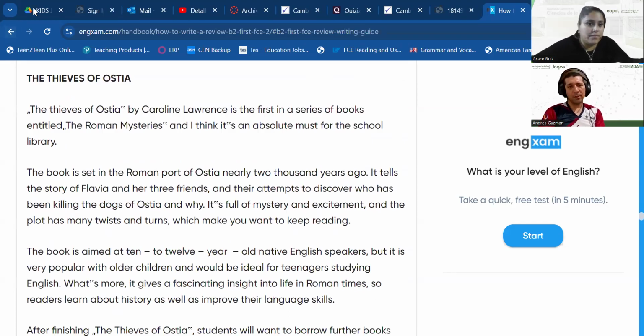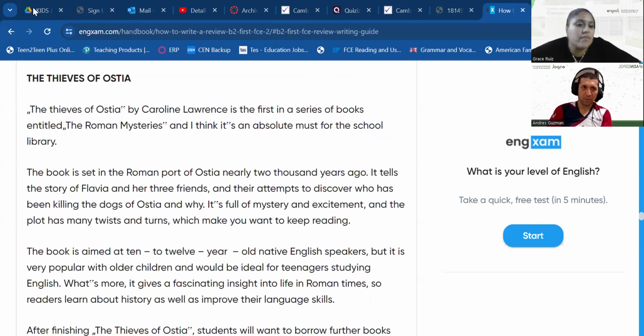Okay. The Thieves of Ostia. The Thieves of Ostia by Caroline Lawrence is the first in a series of books entitled The Roman Mysteries. And I think it is an absolute must for the school library.